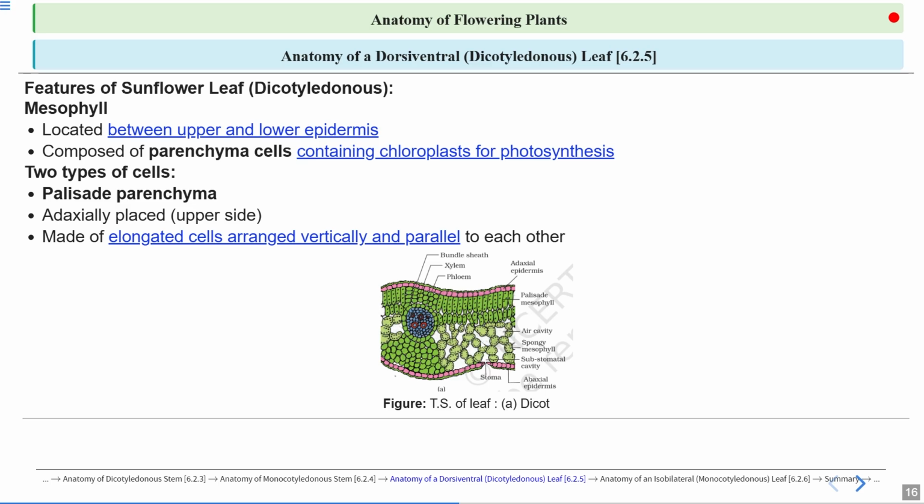And see the lower surface. They are not the palisade. They are round shape and they are called spongy mesophyll, having a lot of air cavities. But the upper palisade mesophyll, they are not having much air cavities. They are parallelly placed, so the chances for air cavities are very less, right?